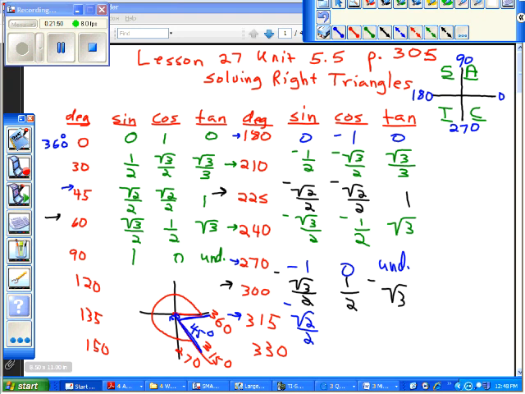What is the cosine of 45? Same thing, square root 2 over 2. Cosine is positive in quadrant 4, so that's a positive. Tangent 45 is 1, and tangent is negative in quadrant 4. And one more, we're doing good.